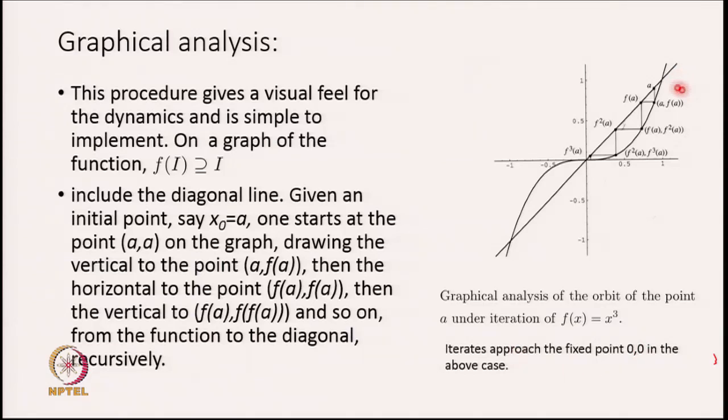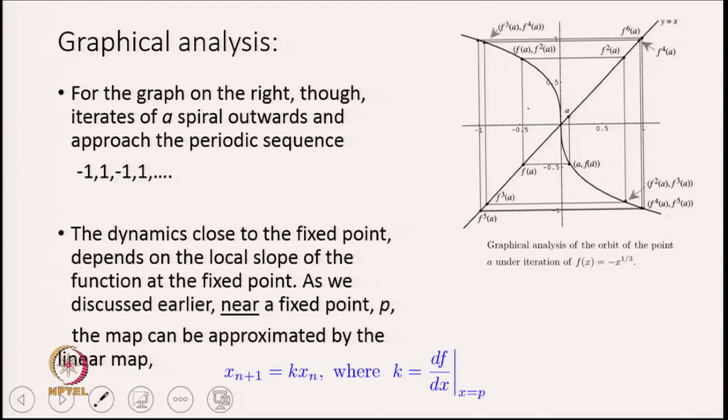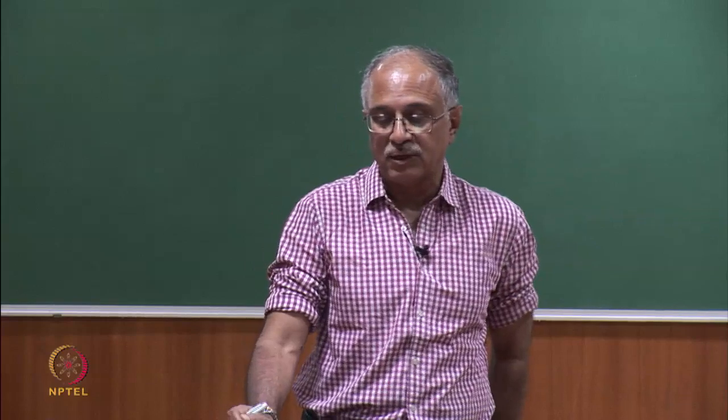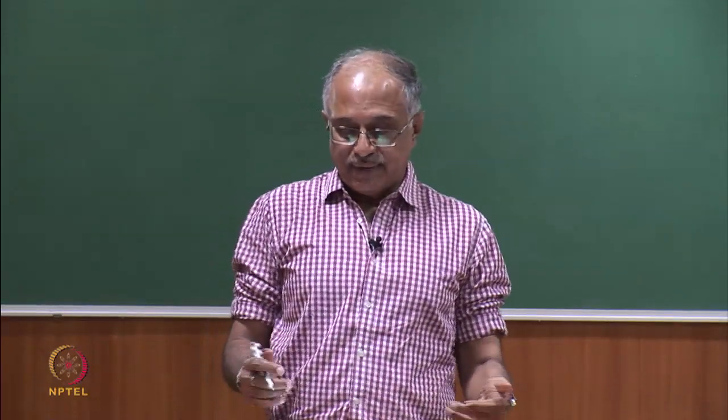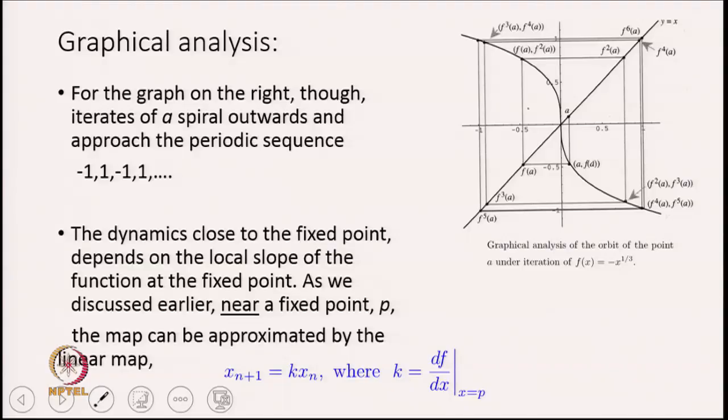Okay. So, you start anywhere, you will come down to the origin. Same goes if you started somewhere over here. Right. Now, this graphical analysis is actually quite powerful, because it gives you an instant feel for how things are. And in another example which we have over here, I have taken this function f of x is equal to minus x to the 1/3. Both these examples are taken from the book by Holmgren.